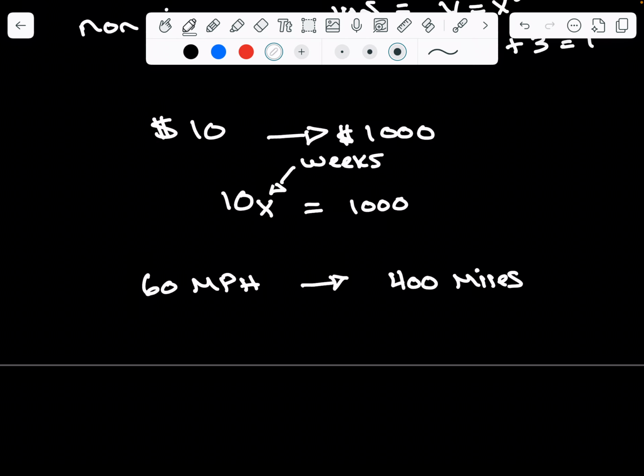Well, again, we can model this with a linear expression. So we know we travel 60 miles per hour, and we have some variable that we don't know. And in this case, our variable is time, so hours. And we want to know how long it takes to go 400 miles when we're traveling 60 miles per hour? So linear equations help us predict and plan things in real life, like money, time, travel, and much more.